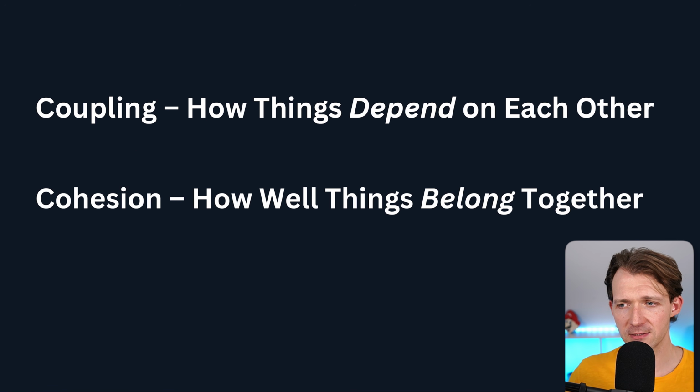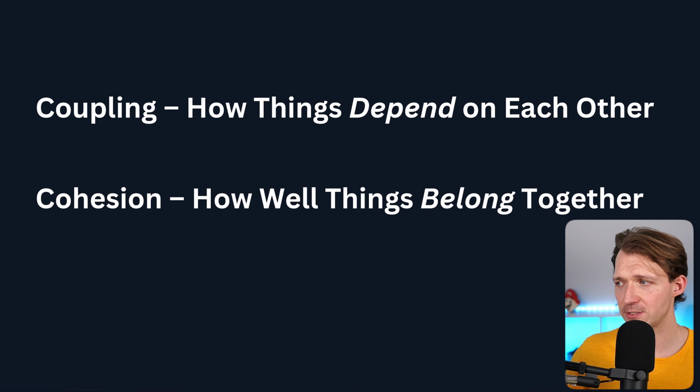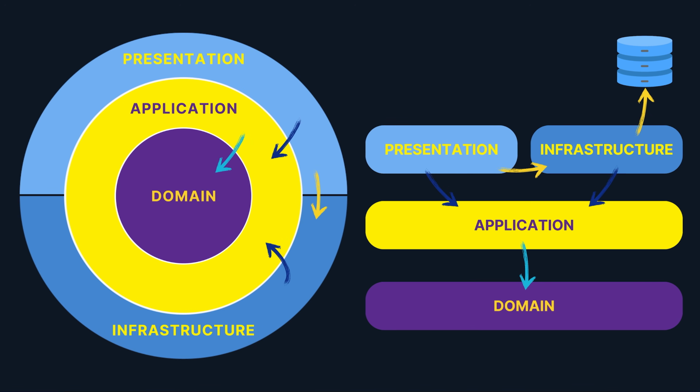But to summarize, coupling is how things depend on each other, and cohesion is how well things belong together. So now, next, let's check out the clean architecture approach and decide what about coupling and cohesion there.